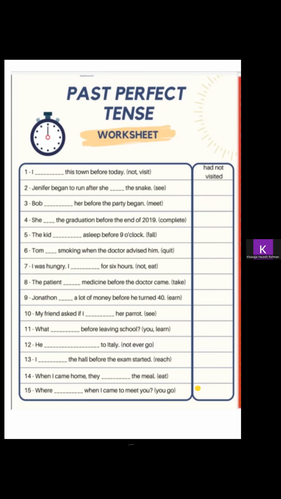Hafsa, kindly unmute yourself. Yes, ma'am. Yes, Hafsa beta. The kid dash asleep before 9 o'clock. Fall is the option. The kid fallen asleep before 9 o'clock. Where is the helping verb, beta? Had. The kid had fallen asleep before 9 o'clock. Okay?